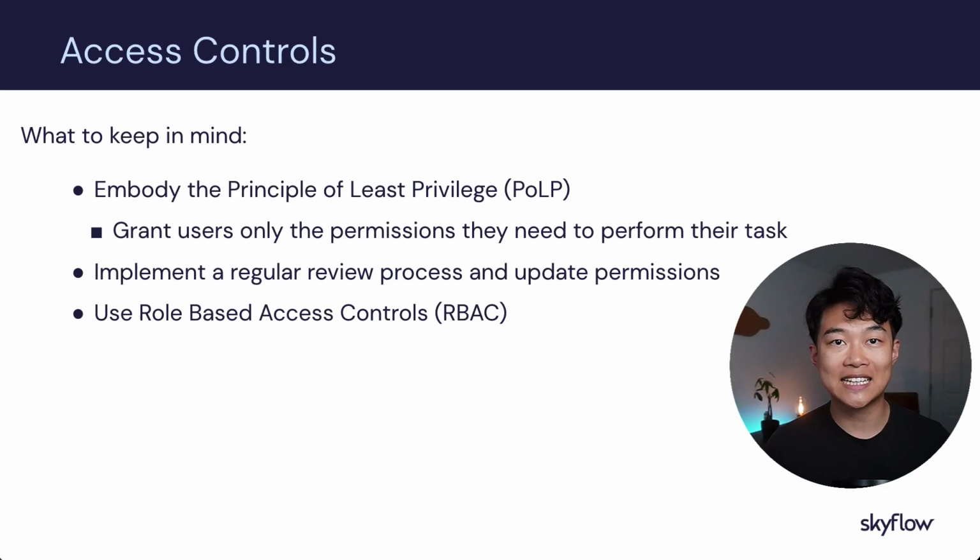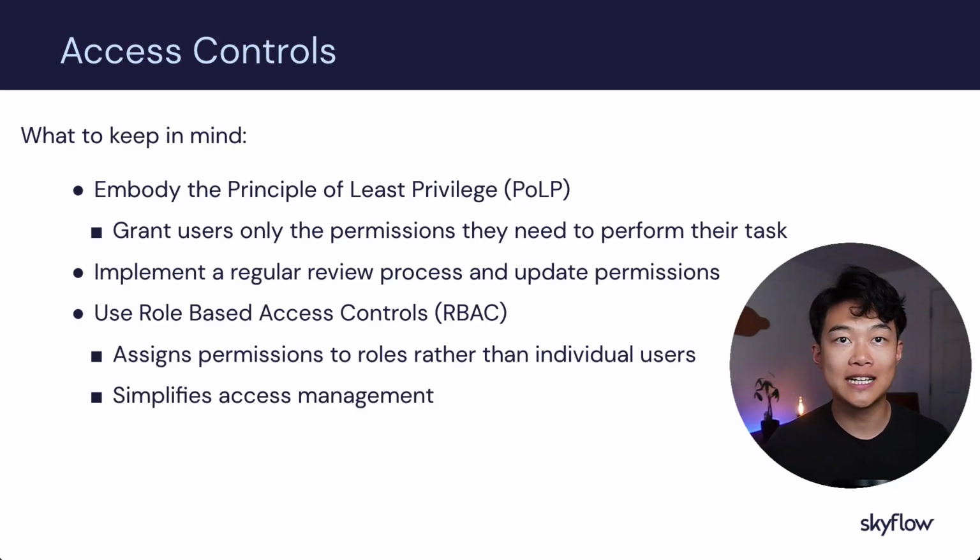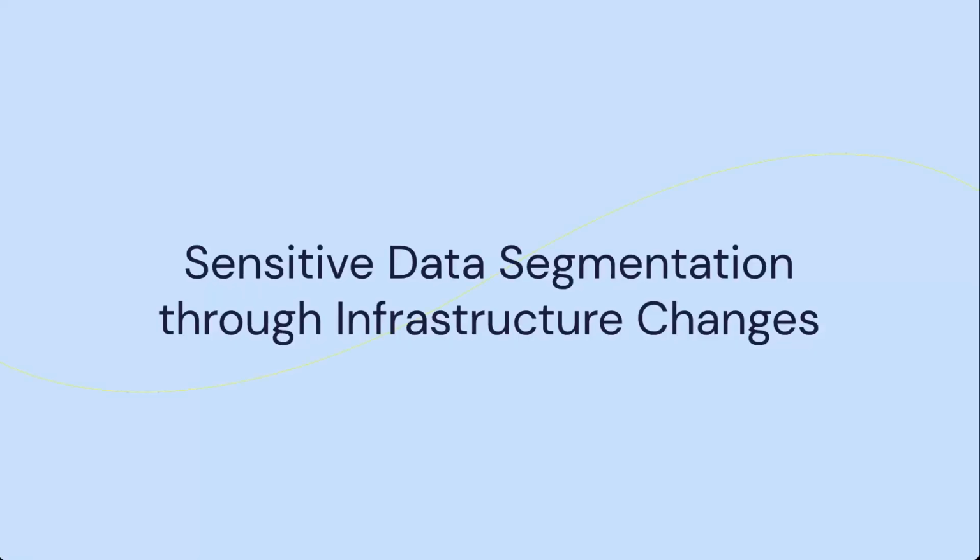Use role-based access control, or RBAC. Role-based access control assigns permissions to roles rather than individual users. This simplifies access management and makes it easier to enforce the principle of least privilege. For example, the front desk receptionist at the doctor's office doesn't need to have access to every detail about my profile that my doctor would have access to. There's basically no reason they should have my full date of birth or entire medical history. On the flip side, it's understandable why the doctor is going to need it.